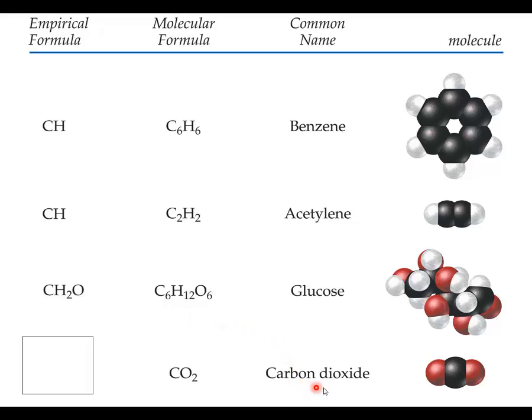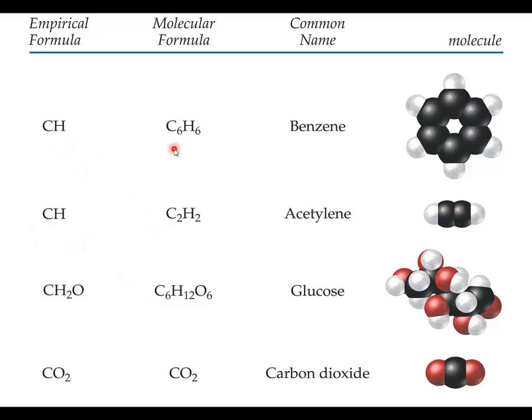Now let's consider carbon dioxide. Carbon dioxide's formula has 1 carbon and 2 oxygens, so it's CO2. The simplest ratio of the elements for this case is still the empirical formula. So there will be a few cases with simple compounds where the empirical formula is the same as the molecular formula. But there's many cases where they are not the same.